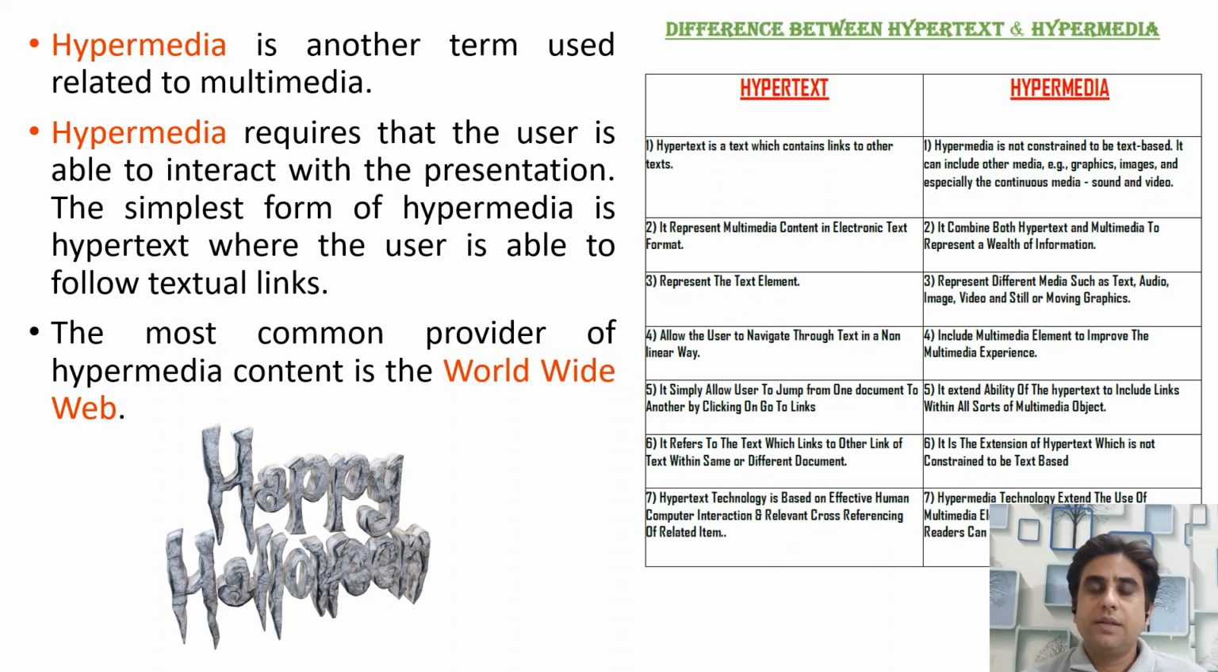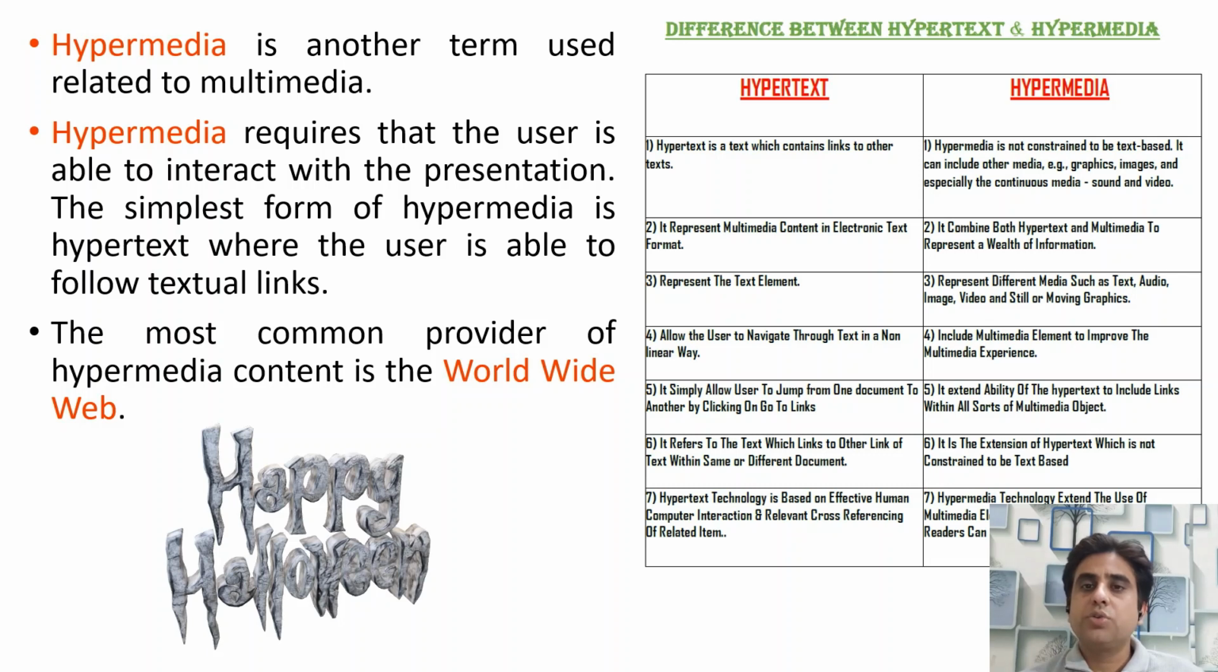Here in this table, there is a difference between hypertext and hypermedia. Hypertext is text which contains links to other text. However, hypermedia is not constrained to only text. It includes graphics, images, sound, and video. Hypertext represents the content in electronic text format. However, hypermedia combines both hypertext and multimedia. Hypertext represents the text element, whereas hypermedia represents audio, video, images, still images, moving graphics, and text as well.